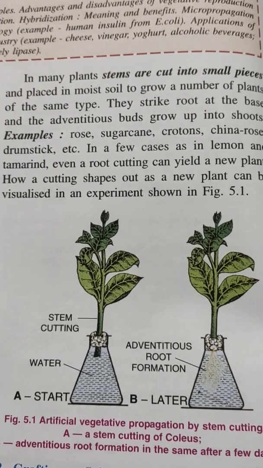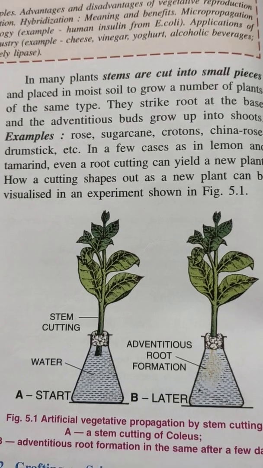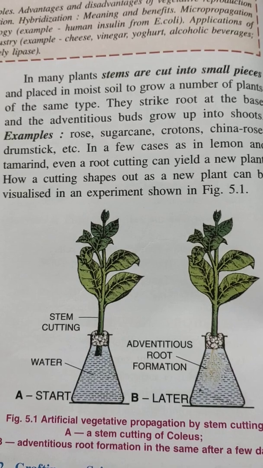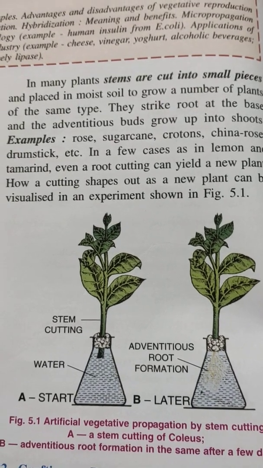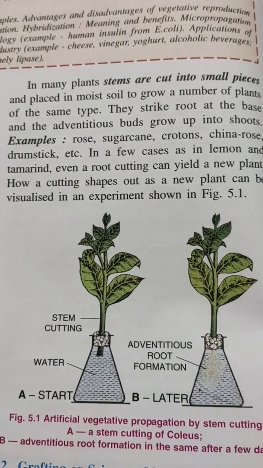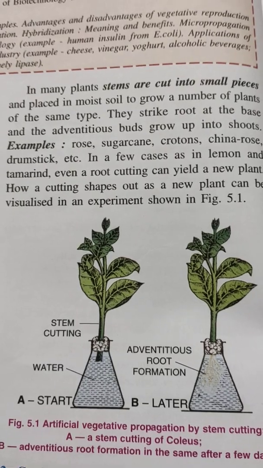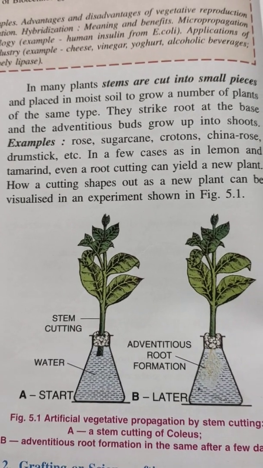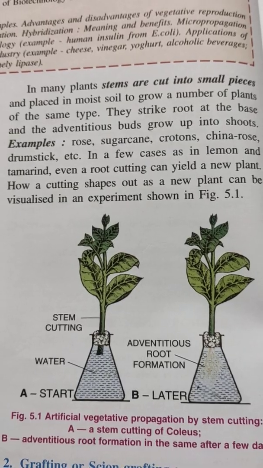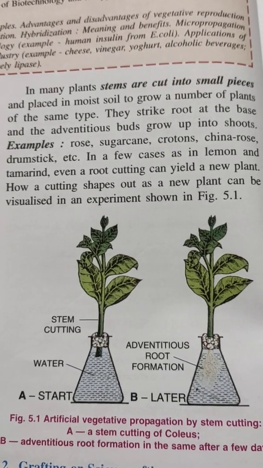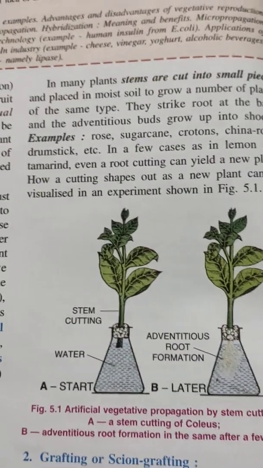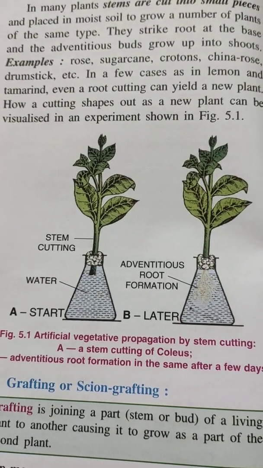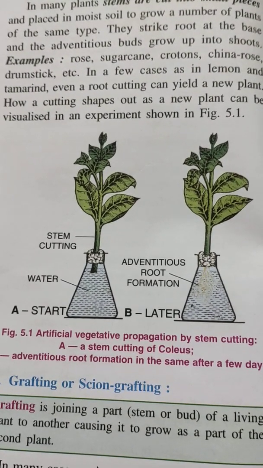In a few cases, as in lemon and tamarind, even a root cutting can yield a new plant. Now, till now we were talking about the stem cutting, but in these two plants, even the root cutting can yield a new plant. So this is an exceptional case. Clear? See, the stem cutting they have put inside the water and the adventitious root formation has started.